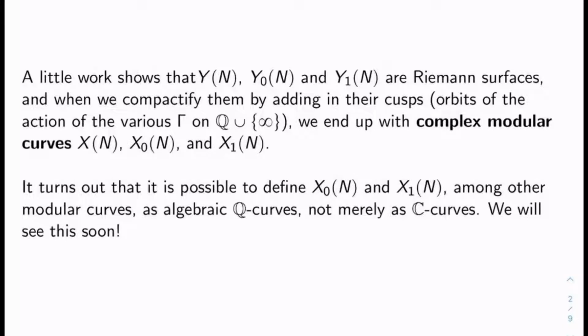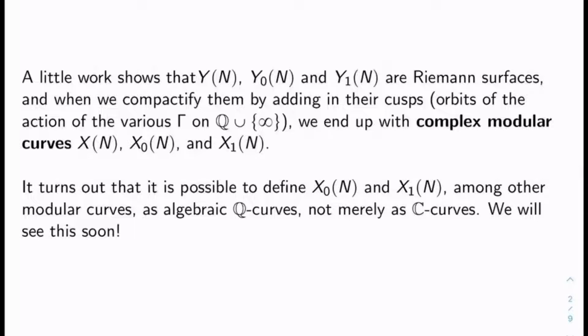Now, a cusp is just an orbit of an action of one of the Gamma associated to one of these three curves on Q union infinity. What I mean by that is, pick one of these curves. There's a Gamma associated to each one of these, right? The Gamma associated to Y(N) is Gamma(N). The Gamma associated to Y0(N) is Gamma0(N). The Gamma associated to Y1(N) is Gamma1(N), and so on.